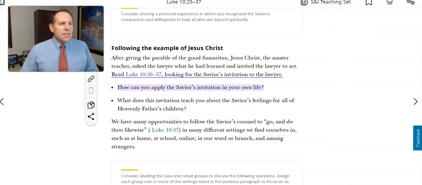At any rate, this is a wonderful lesson where we can slow down, have a good experience, make sure that we're marking, we're writing, we're interacting, all to the intent that we more fully come unto the Savior.